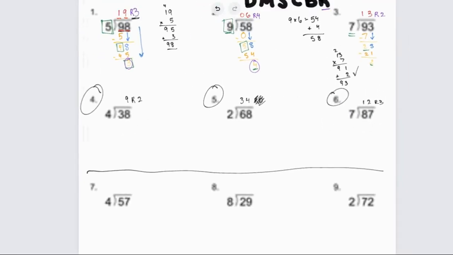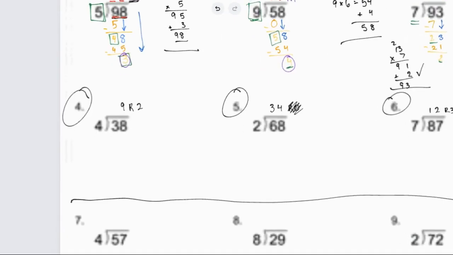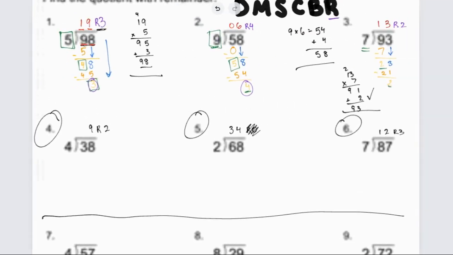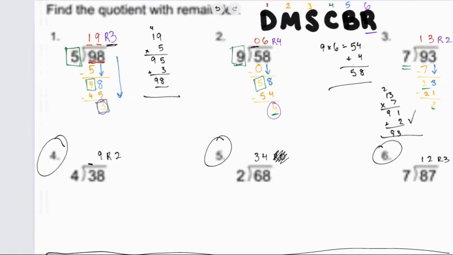So if you got those answers, good job. And if you did not, try going back and seeing where you made a mistake. You should also be sure that you're checking your work at the very end to make sure that it adds up to the number in the dividend. Again, here you can kind of see the place values match up. Nothing goes over 3.